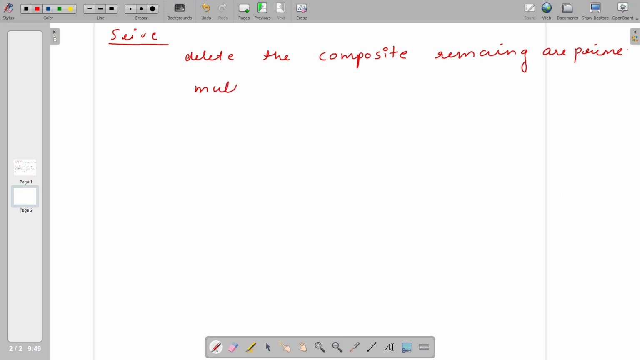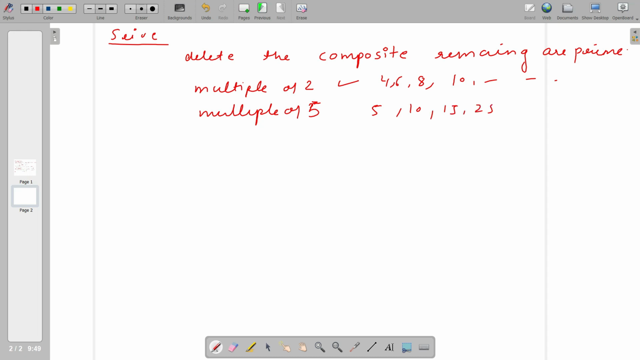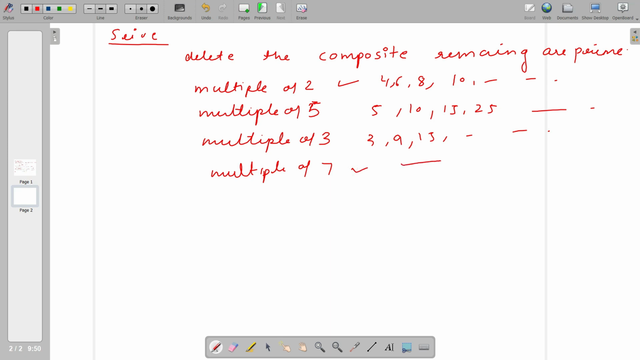For example, first we delete multiples of 2, like 4, 6, 8, 10, and so on. Then we delete multiples of 5, which are 5, 10, 15, 25, and so on. Then multiples of 3, so it will be 3, 9, 15, and so on. Then multiples of 7, because multiples of 4 are already deleted with multiples of 2, and multiples of 6 are already covered by 2 and 3. We can do it like this, but it is not a very efficient approach, because P is going to be a very large number.